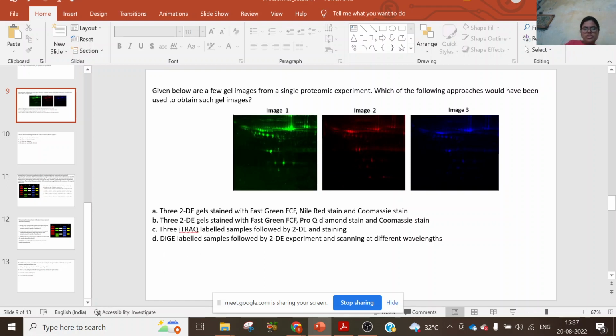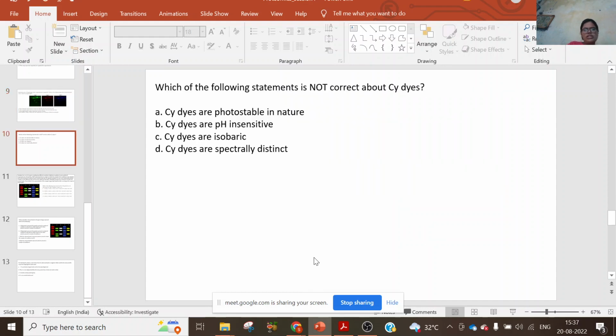So the correct option is option 4, dyes label samples followed by 2D experiment and scanning at different wavelengths. So this is another question. Which of the following statements is not correct about Cy dyes?